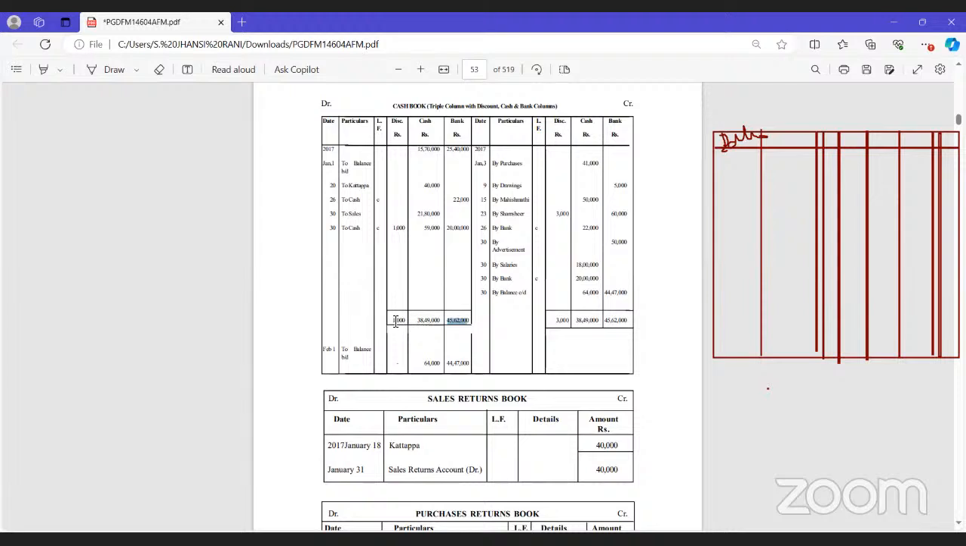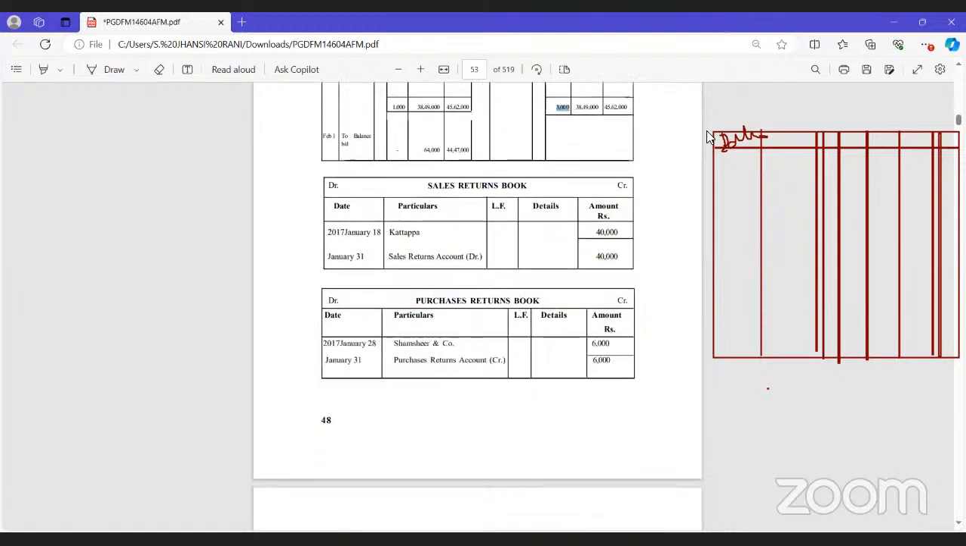We will just total that up. So you can just look at here. Here we have totaled 1,000 discount on the debit side and 3,000 discount on the credit side. This we received and this we have allowed. So there will be no difference or balance for the discount column. There will be only a total for the discount column. This is how we prepare the 3-column cash book.